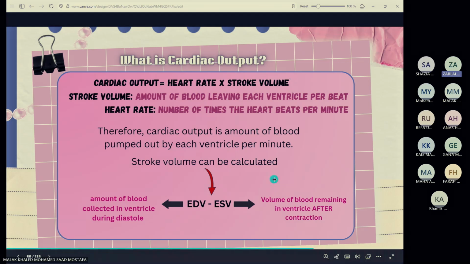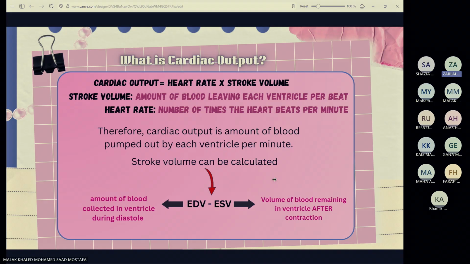Okay, you guys have to know the formula of cardiac output, which is heart rate times stroke volume. So what is heart rate? Heart rate is the number of times the heart beats per minute, okay? And the stroke volume is the amount of blood that leaves the ventricle with each beat, okay? So this makes the definition of the cardiac output as the amount of blood that leaves the heart per minute, or leaves the ventricle per minute. Okay, is that clear? So now we will move on to stroke volume and how that is calculated.